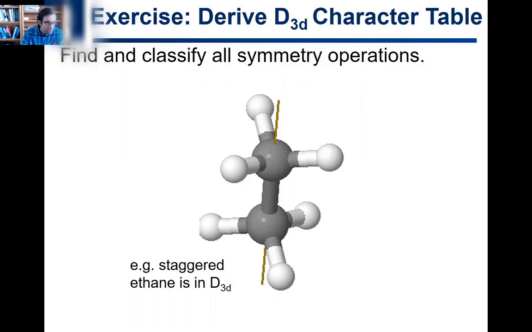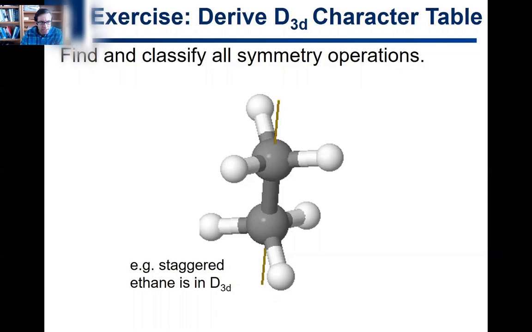And so the first thing to do, right, is you have to find all the symmetry operations. And once you do that, you have to classify them into groups using your intuition or the mathematical proofs, but we can just use our intuition here. So it's always best to find an example molecule.